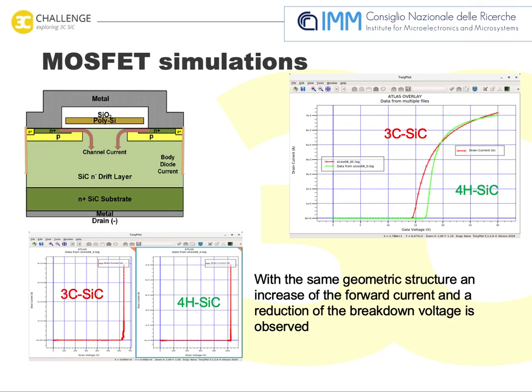Finally, some MOSFET simulations have also been performed to understand which differences can be expected in the electrical characteristics with respect to 4H silicon carbide for the same device geometry. From this simulation, we observed an increase of the forward current and a reduction of the breakdown voltage.